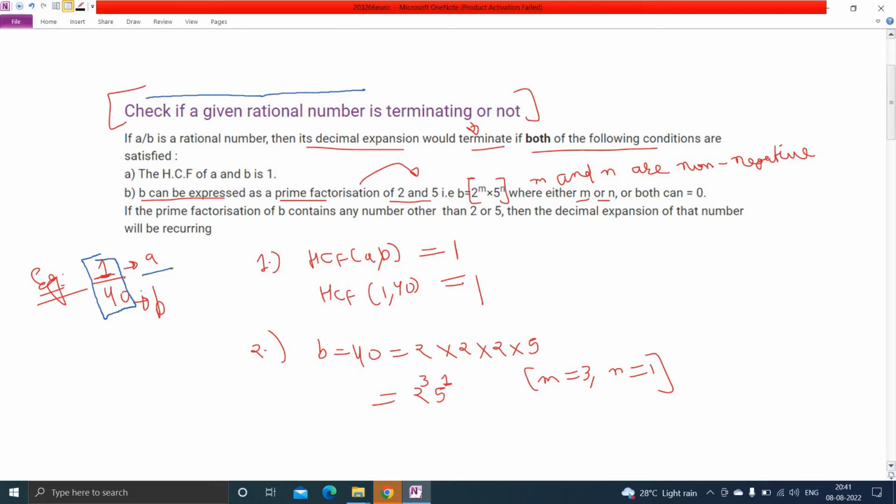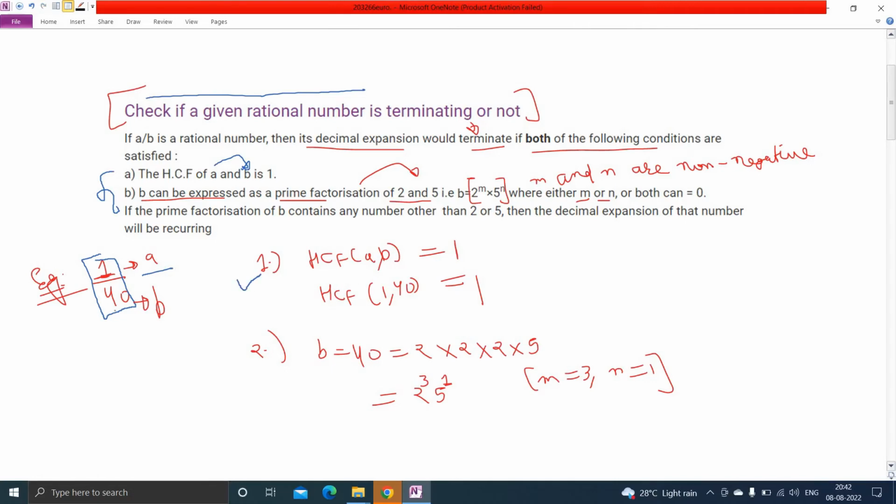Actually, I am explaining these steps through an example. Then I will also explain the core part of the steps, but explaining through the example will give you a better understanding of it. So our first step is that the HCF of a and b should be 1, if a given rational number is a terminating decimal. Here we can see the HCF of 1 and 40 is 1. Yes, our first condition is satisfied.